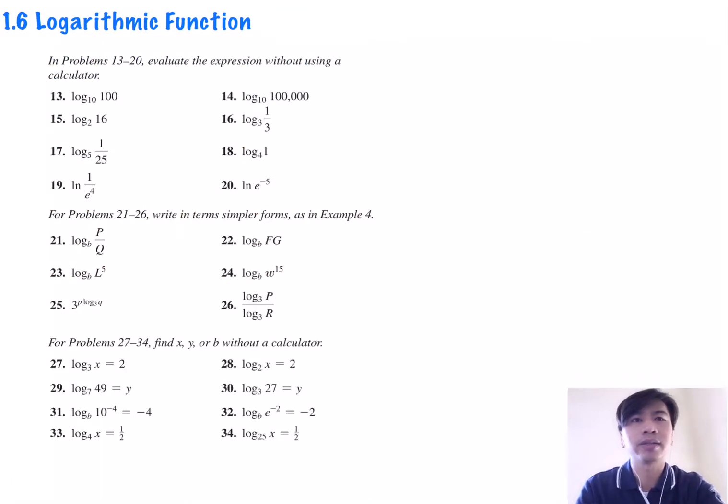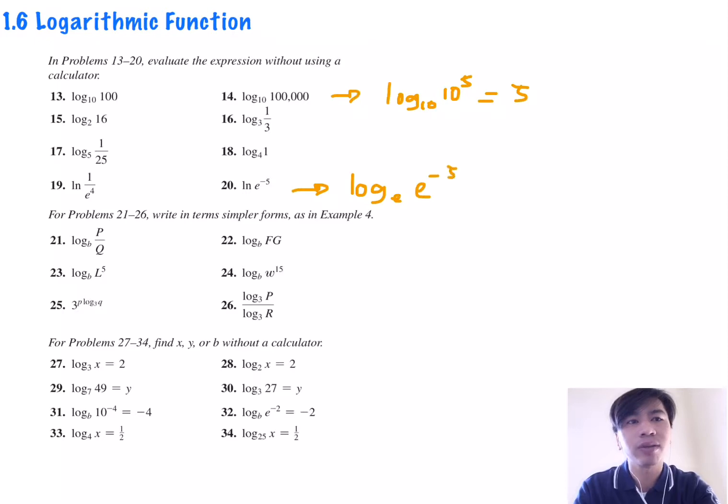Evaluate the expressions without using the calculator. So number 13 to 34 is not using a calculator. What you need to do is to understand the properties of the logarithmic functions like this, so we'll be able to do it. Like number 14, we can have log to the base 10 of 10 to the power of 5. So we know that the answer will be 5.